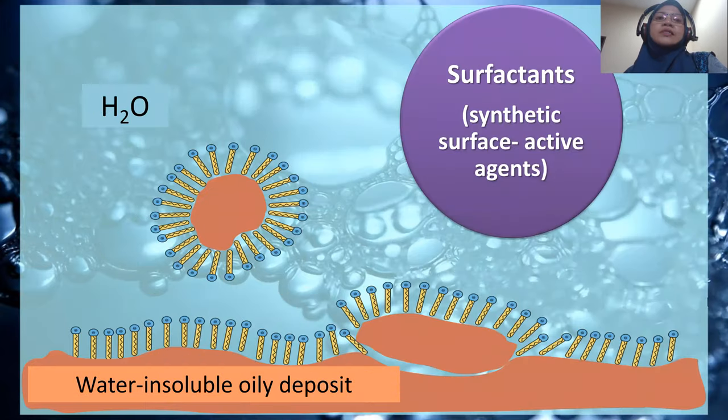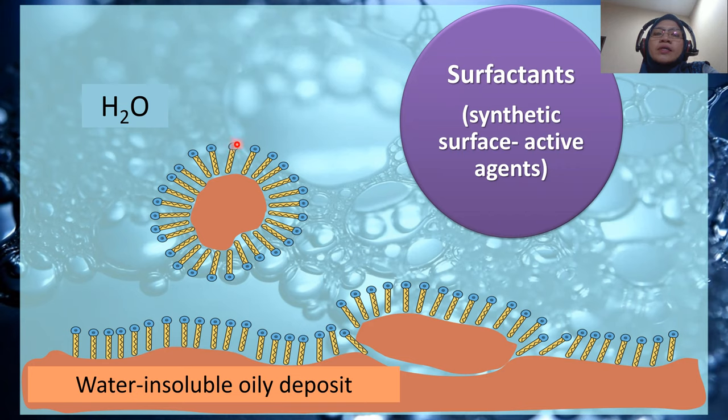Another ingredient in formulated cleaner is surfactants, which are the main physically active ingredients. Surfactants are actually synthetic surface active agents. Their molecular structure has two distinct characteristics. One end, the blue cap here, is hydrophilic, also known as the water loving group.